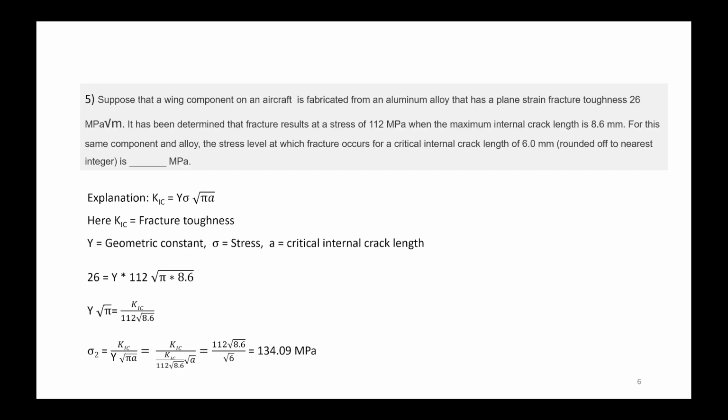Now we can explain this by taking the formula K_IC equals Y sigma root pi a. K_IC is your fracture toughness, Y is your geometric constant, sigma is your stress, a is your critical internal crack length. Now putting in all the values, you can find the value of Y root pi, and then you can put it in the formula and get the value of sigma 2.